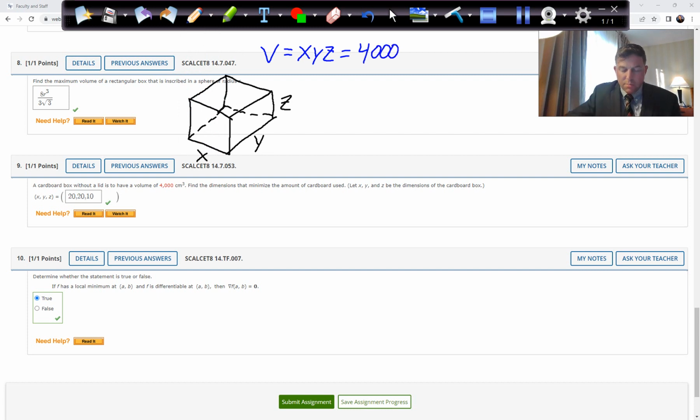But they want to minimize the amount of cardboard used. So cardboard would be the surface area of this box. Now it says it has an open top, so we have a bottom and then 4 sides and no top. So if you look at this, the surface area would be the bottom, which is x times y, plus the 2 sides in the front and back, which would be x times z. You have 2 of those. And then we have 2 sides that are y times z.